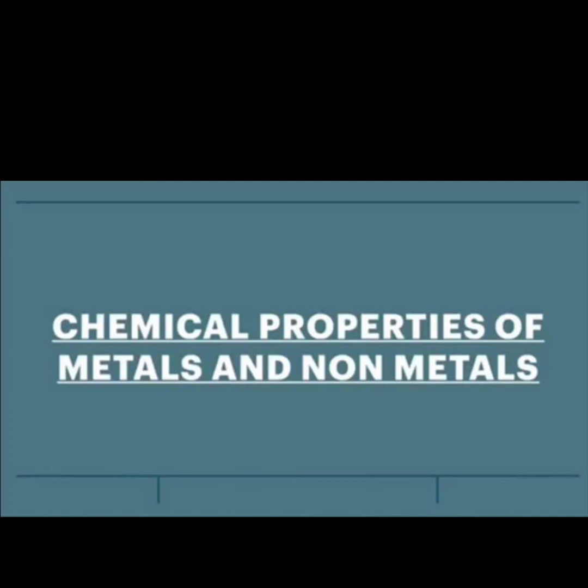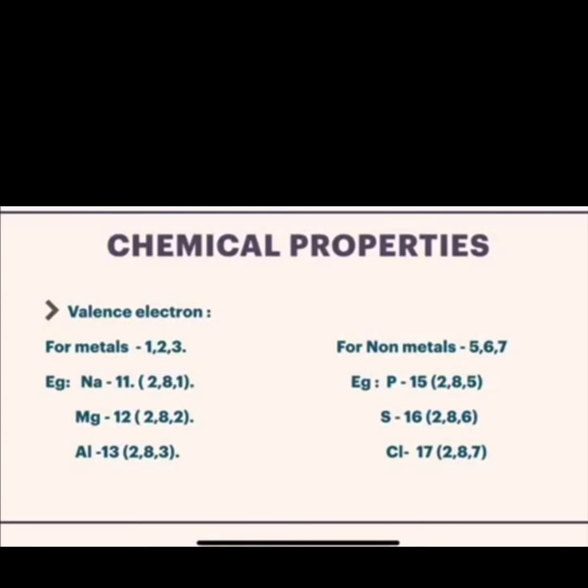Now let's learn the chemical properties of metals and nonmetals. Let's see the first chemical property. The first property is about valence electrons.